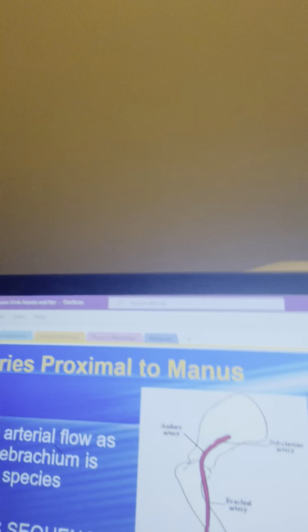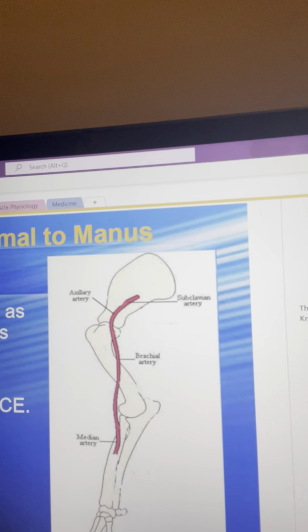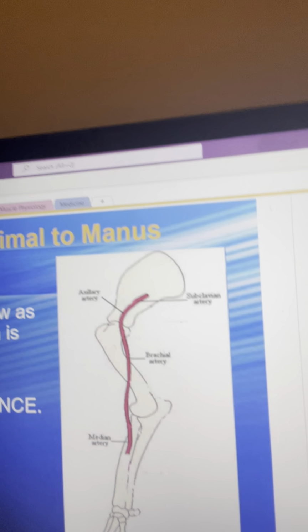So main arteries proximal to the manus. The main channel arterial flow as far as the mid-antebrachium is all the same in all species. So from the subclavian artery to the axillary artery to the brachial artery all the way down to the median artery, that's all the same, but then it gets cut off, and it's different in different species.